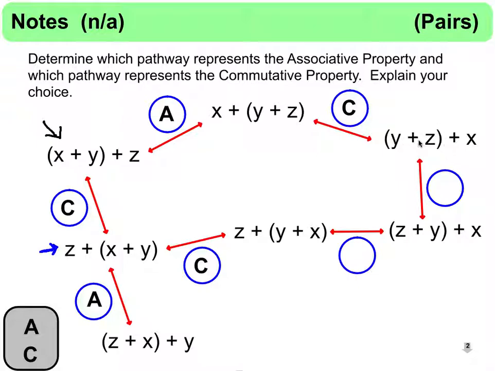Here we see the y plus the z, but in this one the z plus the y was switched. And so that is our associative property. Whoops, not associative, the commutative. And then again, one more time, we see how here the grouping symbols have changed, and that is the associative property for this diagram.